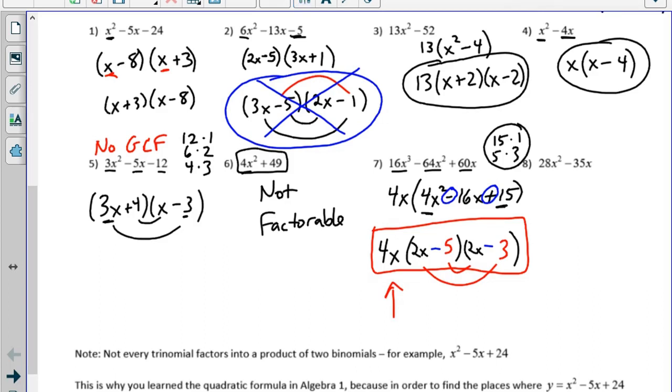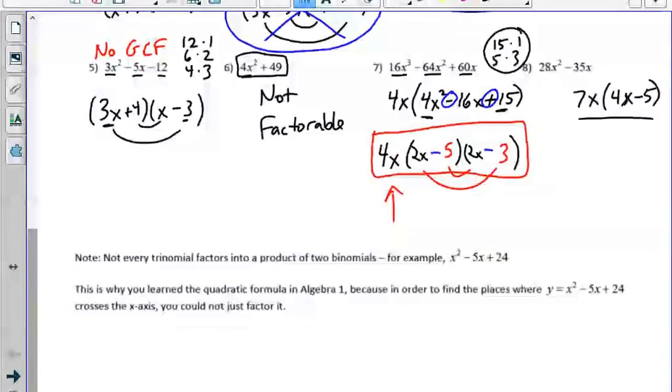Number 8, there is a greatest common factor here. It is 7x. So now I have 4x squared, or I'm sorry, 4x minus 5. It's not 4x squared anymore because I factored out one of the x's. 4x minus 5. This is my final answer. There's nothing else I can do.